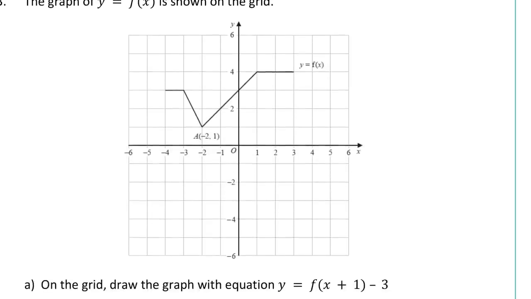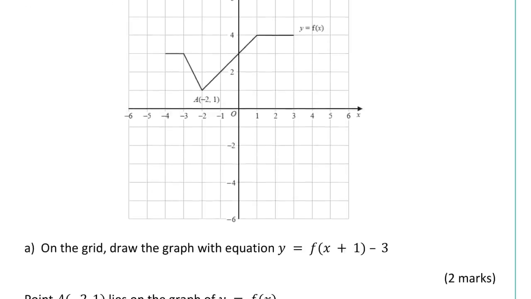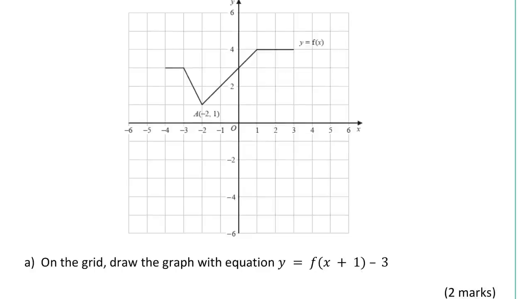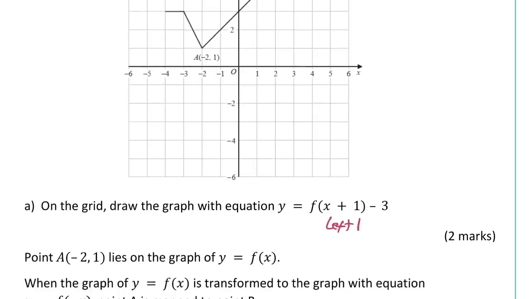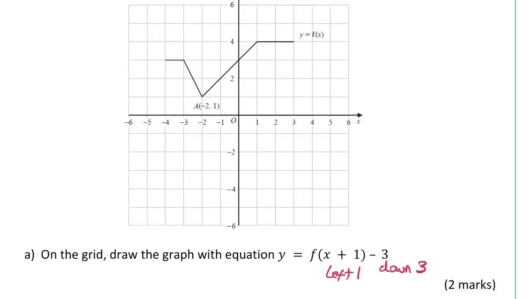Okay, we've got some graph transformations here. It says on the grid, draw the graph with this equation. So the bracket next to x affects x, and it does the opposite of what you'd expect. So x coordinates move left and right, plus 1 you'd expect to go right, actually it goes left. So left 1, and then outside the bracket affects y, does do what you expect. So y goes up and down, minus you'd expect to go down, and that's what it does, it goes down 3. So this graph here, we need to go left 1, down 3.